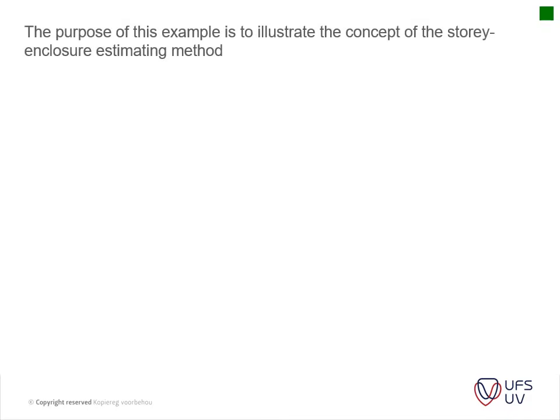Okay, so the purpose of this example is to illustrate the concept of the story enclosure method. So we look at our building. As you can see, it's obviously been designed by a QS again. It is an exciting square rectangle building, 9 by 9 meters square on plan, and it has an elevation of 2.4 meters.